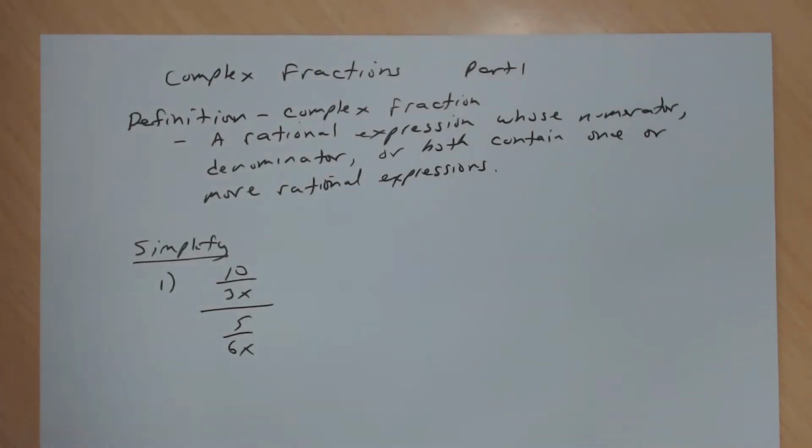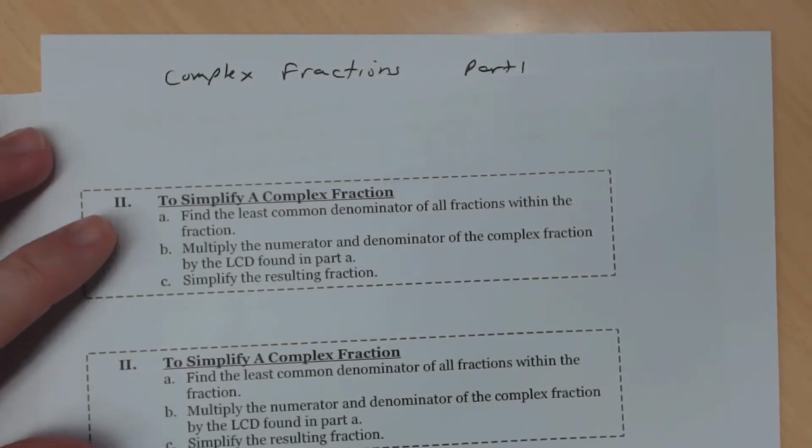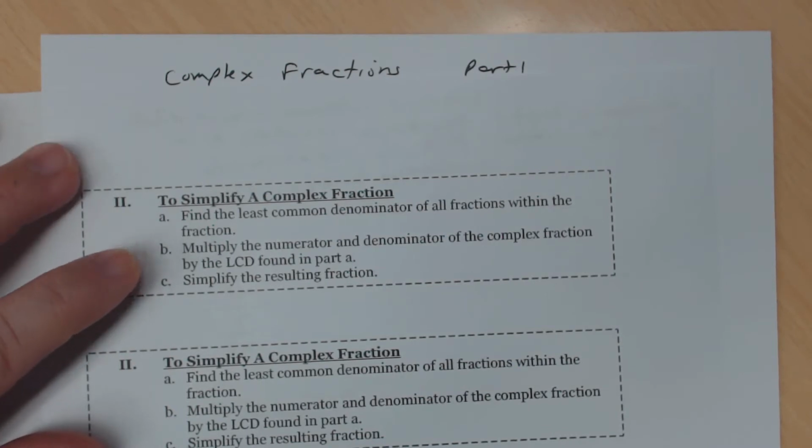Okay? All right, now here are the steps to solving a rational expression. Now, there are several ways to do this. So there are two different methods. The method we're going to use will be this method. To simplify a complex fraction, you're going to first of all find the least common denominator of all the fractions within the fraction. So you find the LCD. Then you're going to multiply the numerator and the denominator of the complex fraction by the LCD. And then you're going to simplify the resulting fraction.